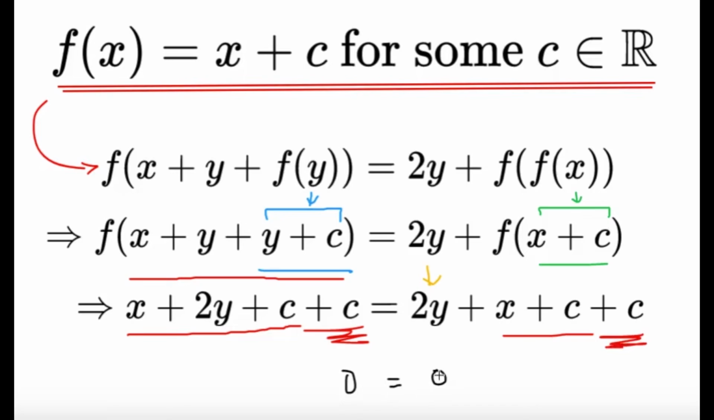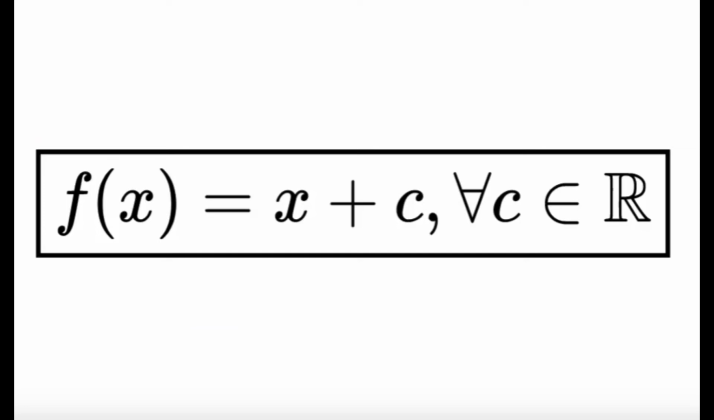So we've only known so far that f of x should be of this format, x plus c, for some real number c. But it seems to be the case that it will work for all real numbers c. And from this, we can already make the conclusion that f of x can be any of the functions x plus c. So f of x can be x plus c for all real numbers c.